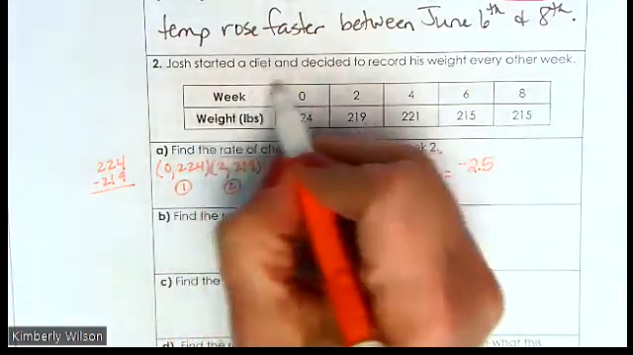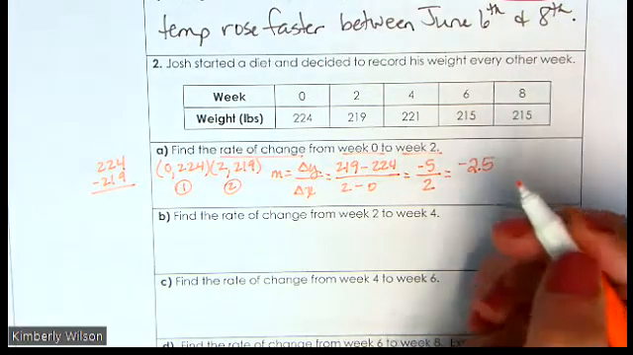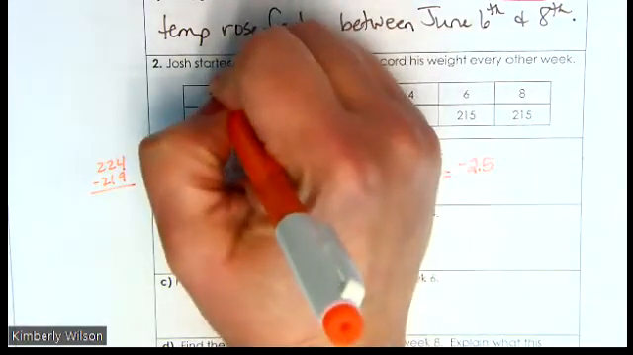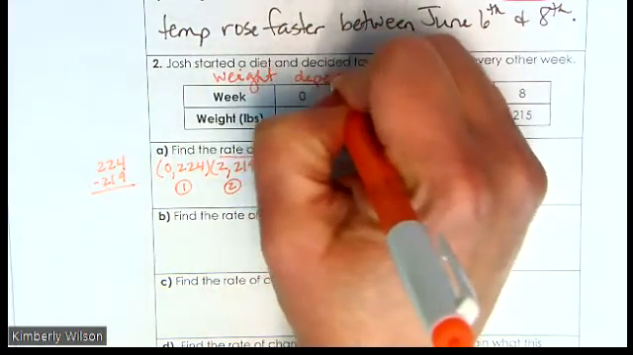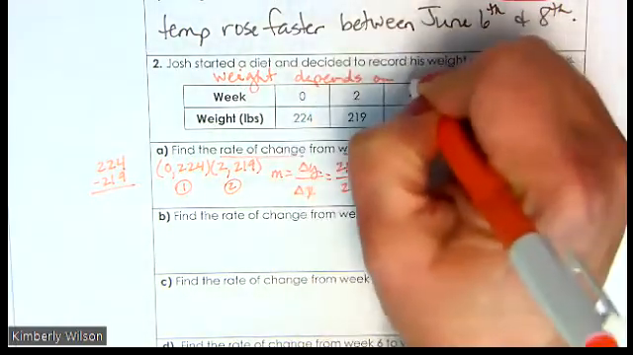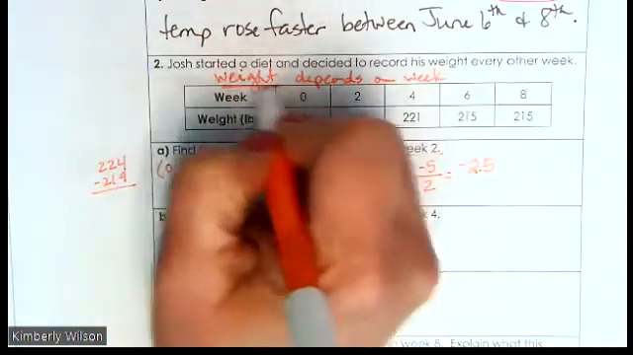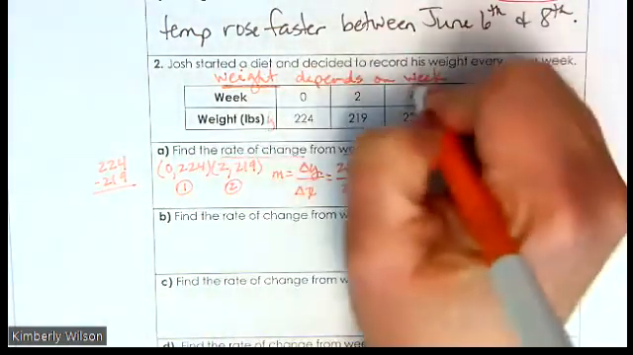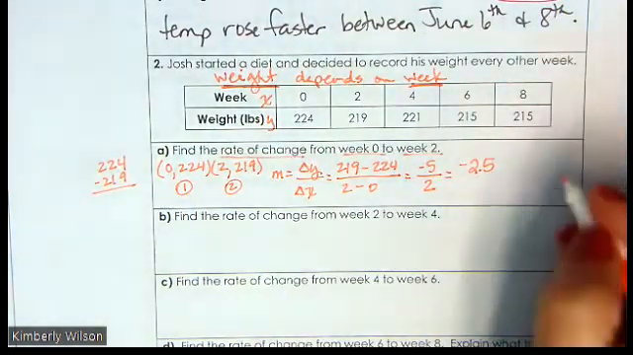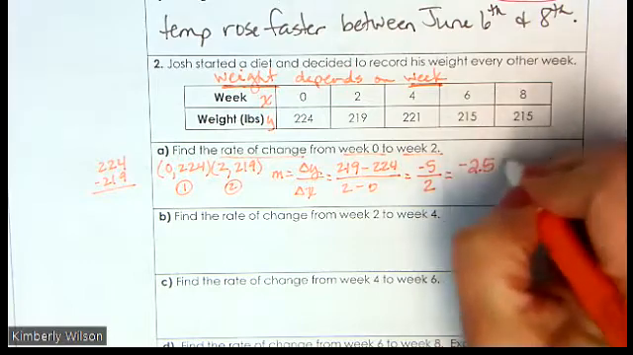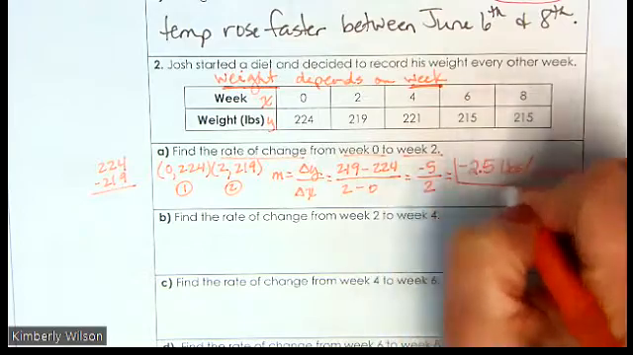Okay, so Josh started a diet and decided to record his weight every other week. Well, we hope that the weight depends on the weeks on the diet. So therefore, weight is the y, week is the x. Okay, I did that backwards there. So we have that he went down, or -2.5 pounds per week. That was a negative scenario.